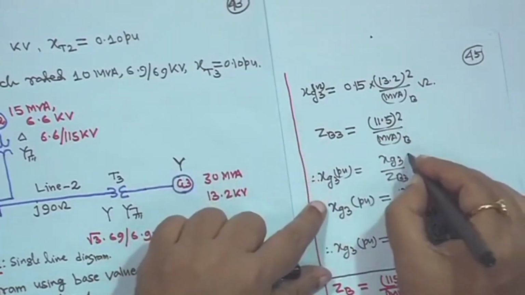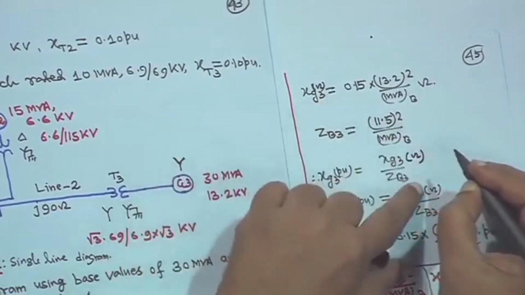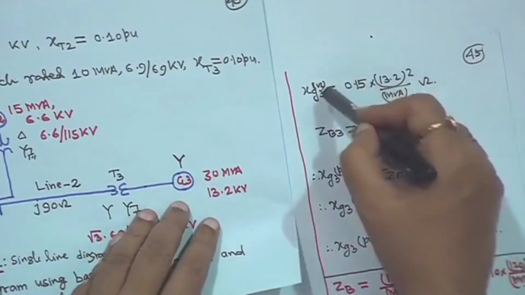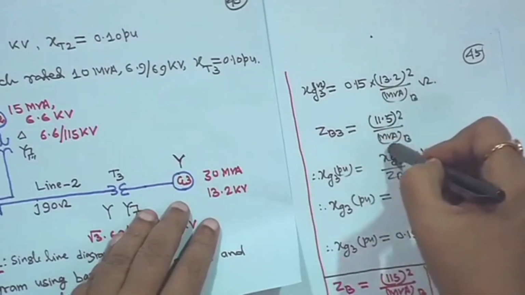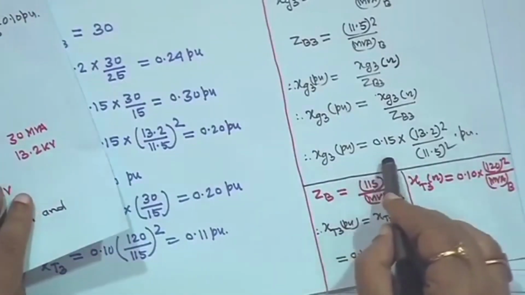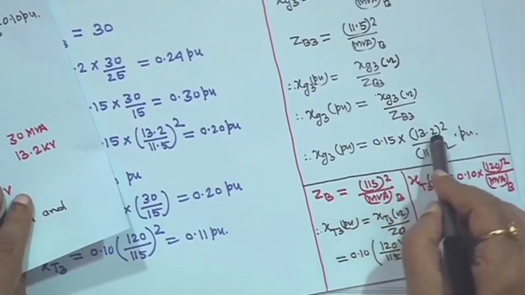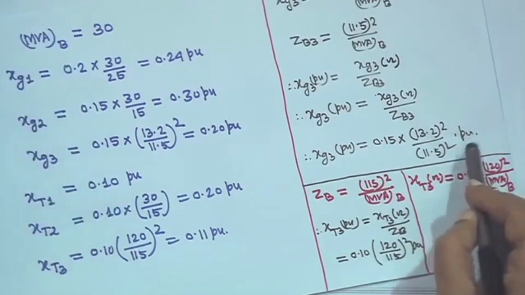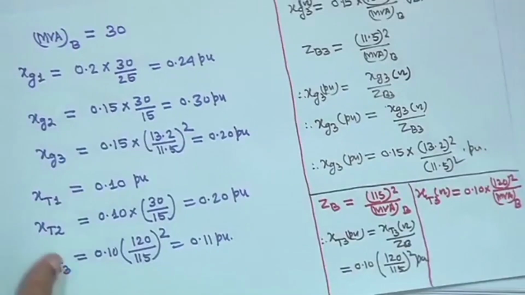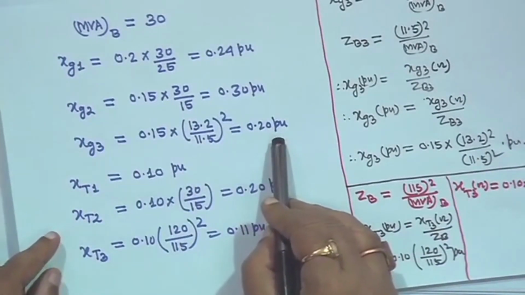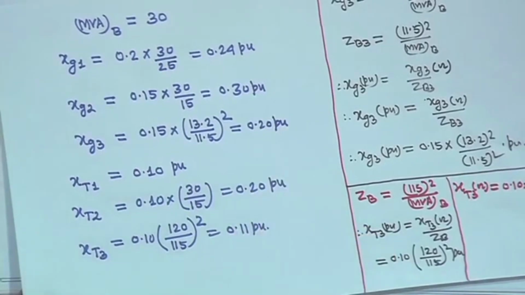This Xg3 means the ohmic value. So, if you put it here, the MVA base will be cancelled. Finally, Xg3 per unit will become 0.15 into 13.2 squared upon 11.5 squared, and that is in per unit. That means your Xg3 will become 0.20 per unit. So, this way you have to transform.